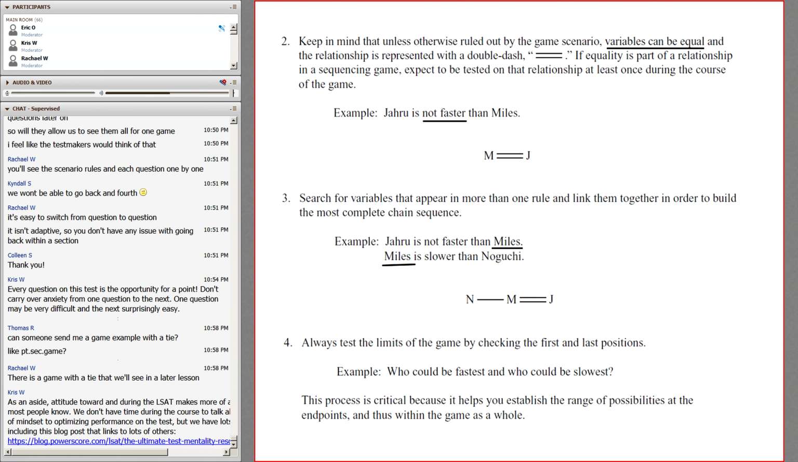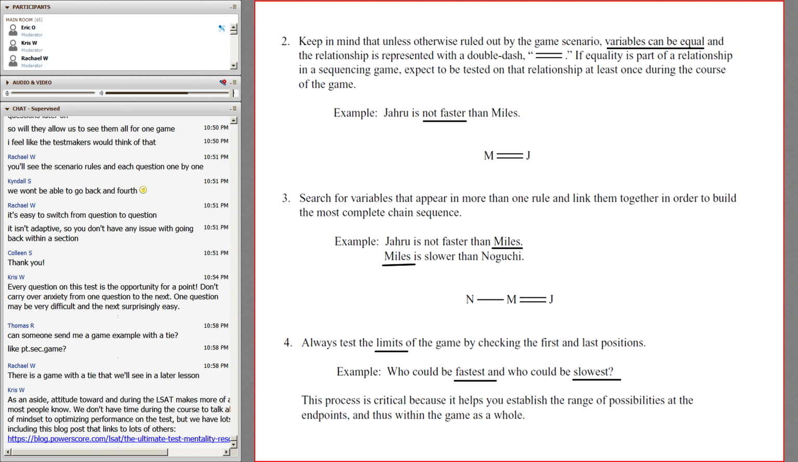Number 4, always keep an eye on the limits of the game. Who can be fastest, who can be slowest, basically who can be first and last. Two reasons for that, guys. Number 1, the first and last positions tend to be more restricted than other positions, so there tends to be more inferences about them. And secondly, they like to ask a lot of questions about the first and last position. So you're anticipating where questions are very likely to go.